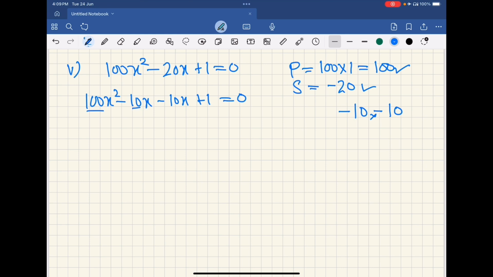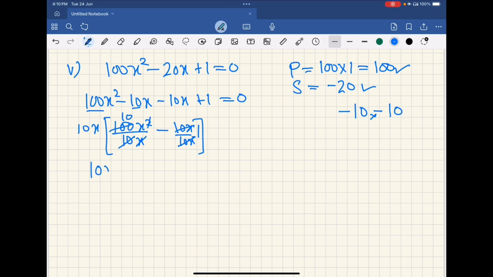Now between 10 and 100, 10 is common. Between x and x square, x is common. So what are we doing? We are doing 100x square divided by 10x, minus 10x divided by 10x. So 100 divided by 10 is 10. X square divided by x is x. 10x divided by 10x is 1.